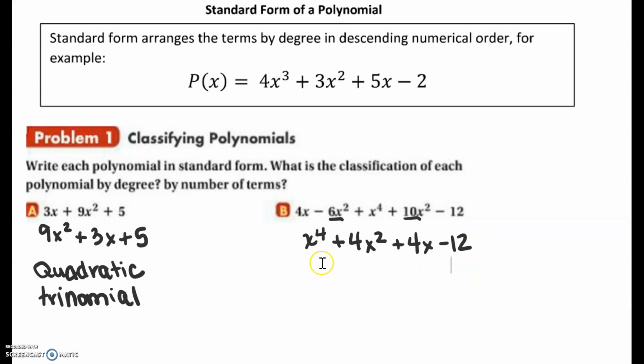Now we're going to classify by the number of terms and the degree. The degree is 4, which we know is called quartic. And the number of terms, there are 1, 2, 3, 4 terms. So that is a quadrinomial.